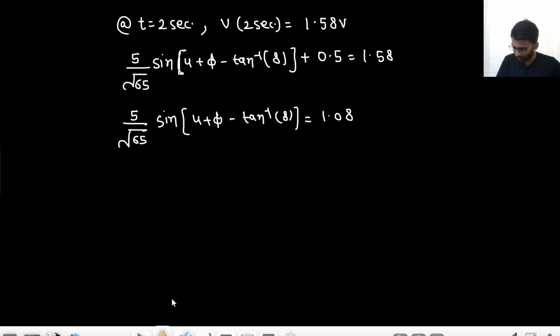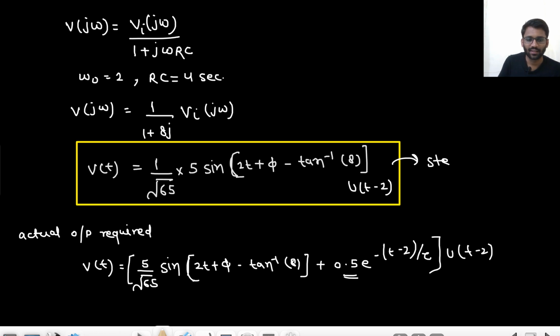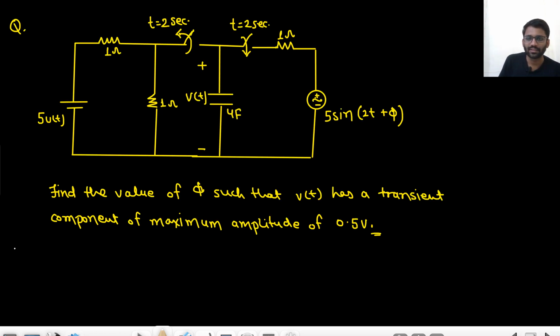Okay, so I guess I have calculated it. I get around minus 138, but I am not really sure. I will calculate again. Okay, so 1.08 into 65 root divided by 5, sine inverse. There is some error, because it is giving me sine angle value greater than 1. So there is some error. I have committed some mistake. What is that mistake?